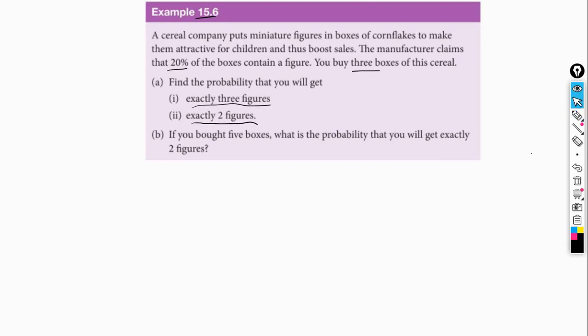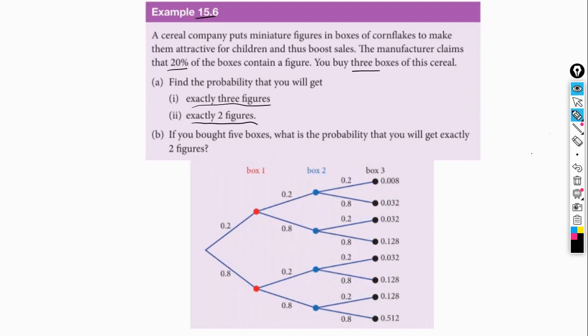So for this, we're going to take a look at the tree diagram. So notice that here we have all the different possible paths. We can get figure, figure, figure, which is the case that would answer part 1, exactly 3 figures. There's only one chance of doing that, and that is equal to 0.2 times 0.2 times 0.2. And this is 0.008, so 0.8% chance.